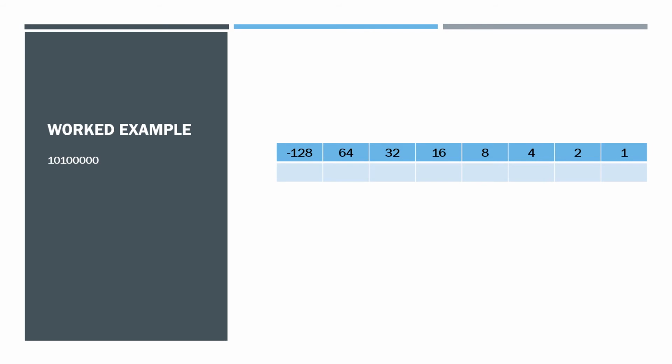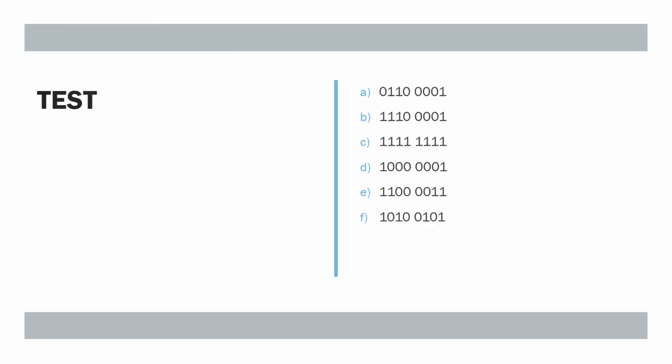Here's another worked example. Put the bits into the grid and add them together. Minus 128 plus 32 is minus 96. So it's as simple as that.